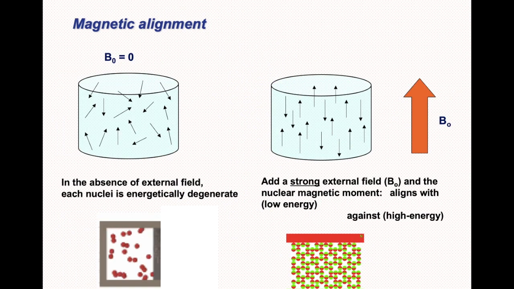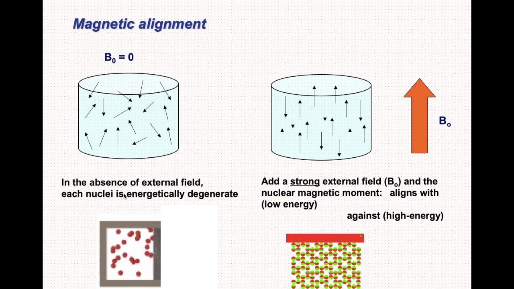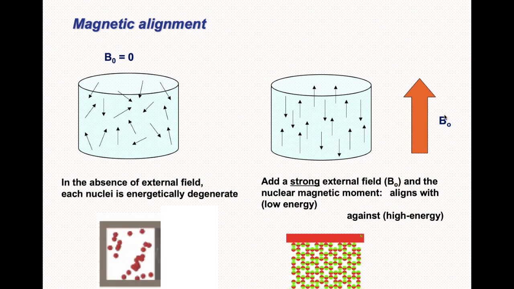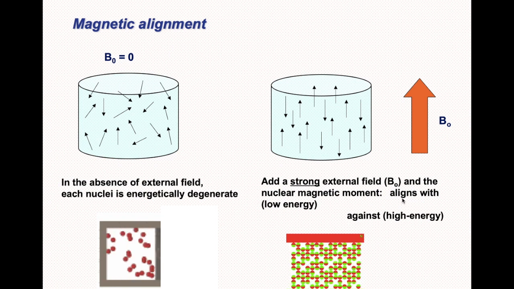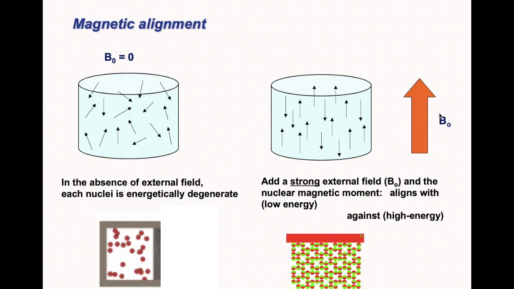In a normal situation, if there is no external magnetic field, all the tiny nuclear bar magnets will have identical energy and they are said to be degenerate. Whereas if you keep the tiny nuclear bar magnets in an external magnetic field, we can see a nice alignment with respect to the applied magnetic field direction.